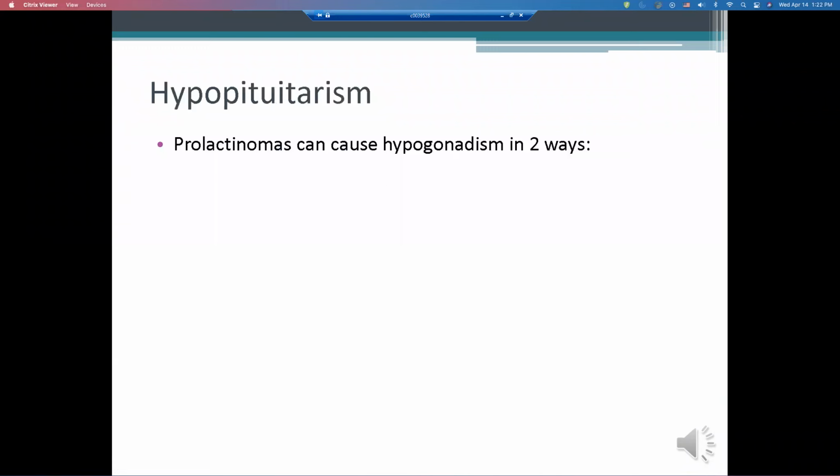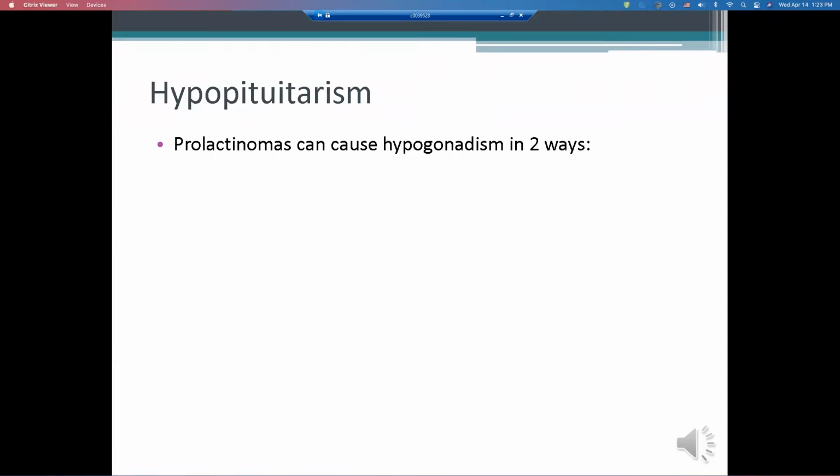Now, as we said, pituitary tumors can have different effects on the normal pituitary tissue. So if you have a prolactinoma, you have a population of cells that are working independently and producing too much prolactin. However, these tumors increase in size significantly, compressing normal pituitary cells, and they may lead to deficiency of those normal pituitary cells.